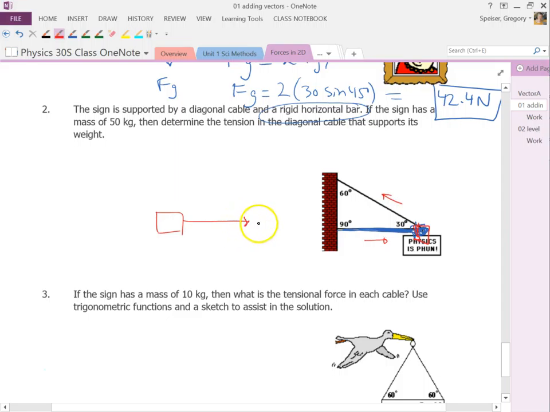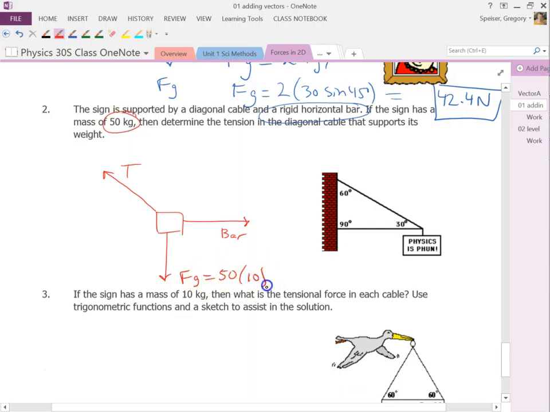So I've got, this is the bar, this is the cable, so this is a tension force, and then I have a force of gravity. So those three forces are going to add up to 0 because that sign's not moving. It's in static equilibrium. The information I'm told is that the mass of the sign is 50 kilograms.